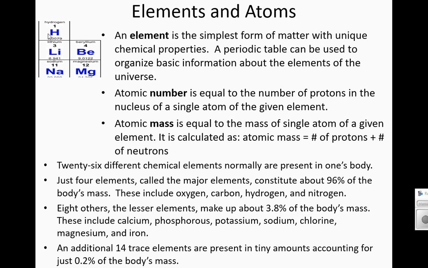As far as elements go, there are 26 different chemical elements normally present in one's body. Of those, only really 4 are majorly in the body: oxygen, carbon, hydrogen, and nitrogen. They make up 96% of our body's mass, so by far and away, they're the most prevalent. I've always learned it as CHON, C-H-O-N. If you want to change that around, you could spell it notch or onch, whatever, to remember.